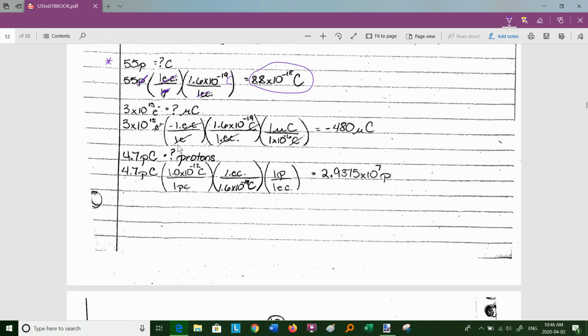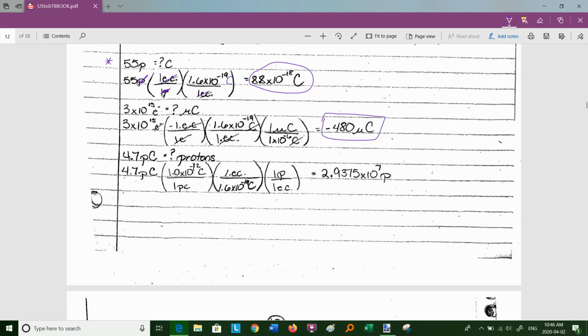Convert that to microcoulombs. Well, one electron is inherently possessing negative 1 elementary charge. So we got 3 by 10 to the 15 electrons, negative 1 elementary charge per electron, and 1.6 by 10 to the minus 19 coulombs per elementary charge. Now we want to get to microcoulombs. 1 microcoulomb is 1 by 10 to the minus 6 coulombs. So we've used a chain of 3 conversion factors. Very popular way to answer these kinds of questions. And you get minus 480 microcoulombs.